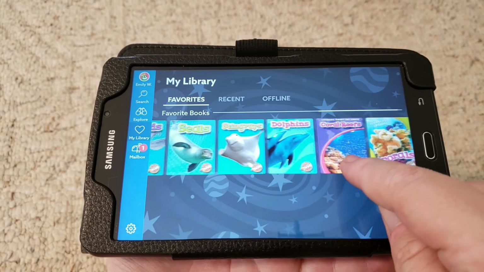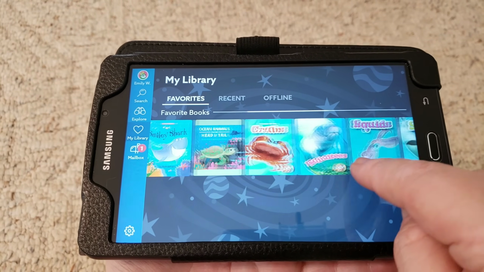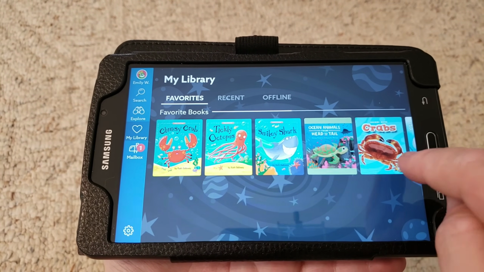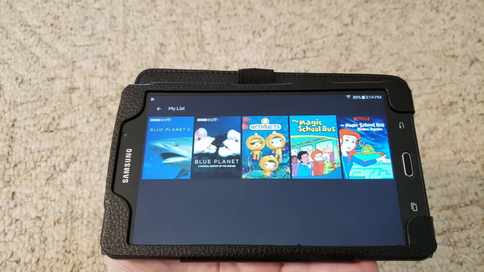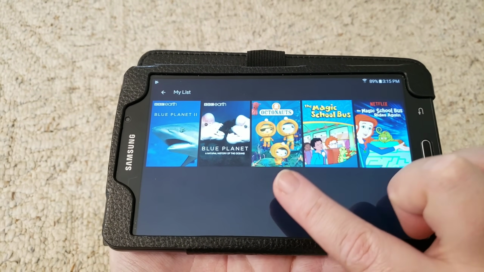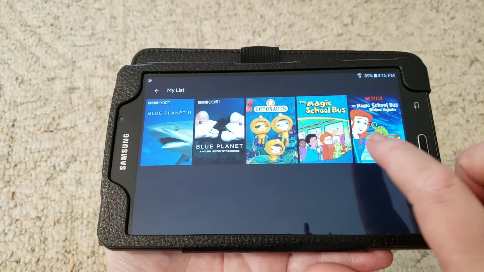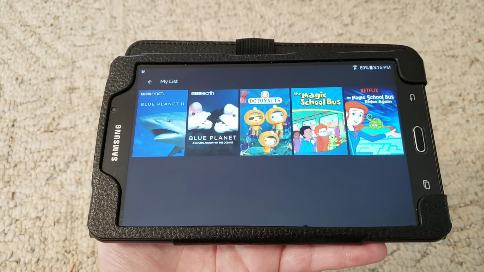So she's got some coral reefs, some on each of the individual animals, and then she has a few nonfiction fun books as well. And then here is her list on Netflix: the 2 Blue Planets, Octonauts, and then the 2 Magic School Bus, because they both have ocean videos as well.